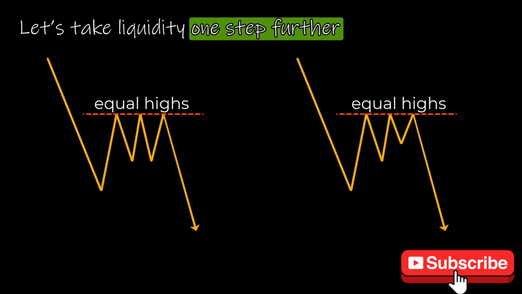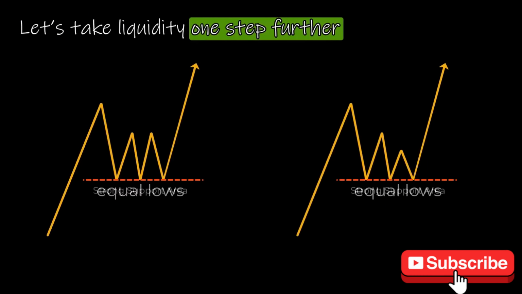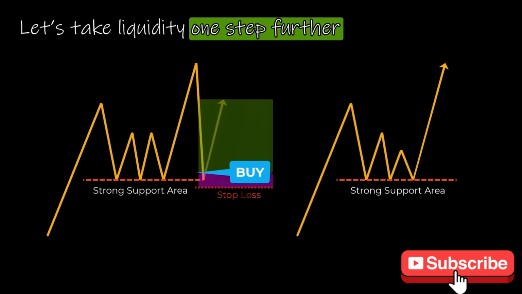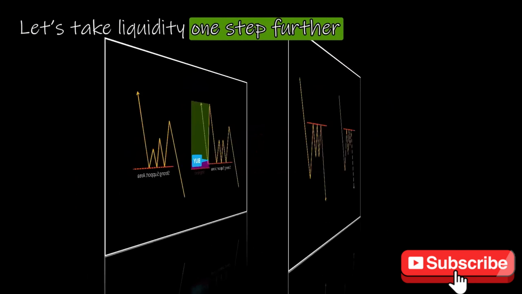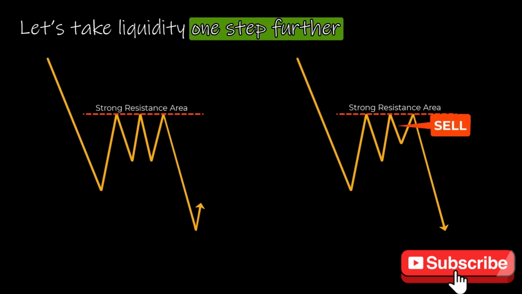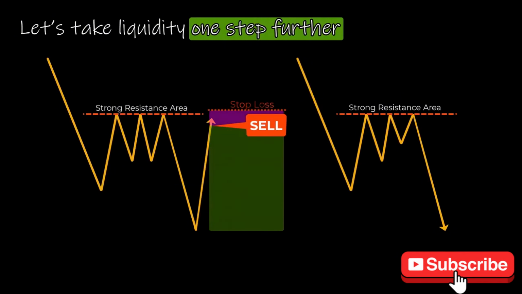For example, when price taps into equal lows, many retail traders see it as a strong support area. They go long, expecting a bounce, and they place their stop losses just below the equal lows. On the flip side, in a downtrend, when price approaches equal highs or resistance, retail traders go short, thinking it's a safe place to sell. And again, they place their stop losses just above those equal highs. But here's the problem, and the opportunity for us as smart money traders. These zones are liquidity traps.